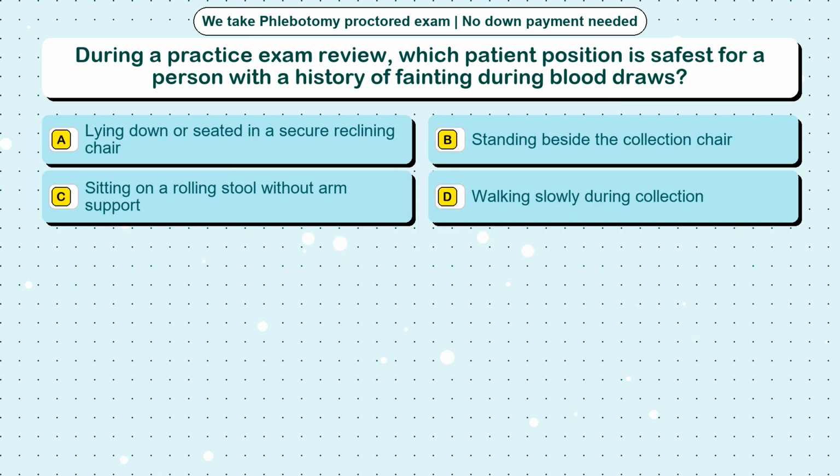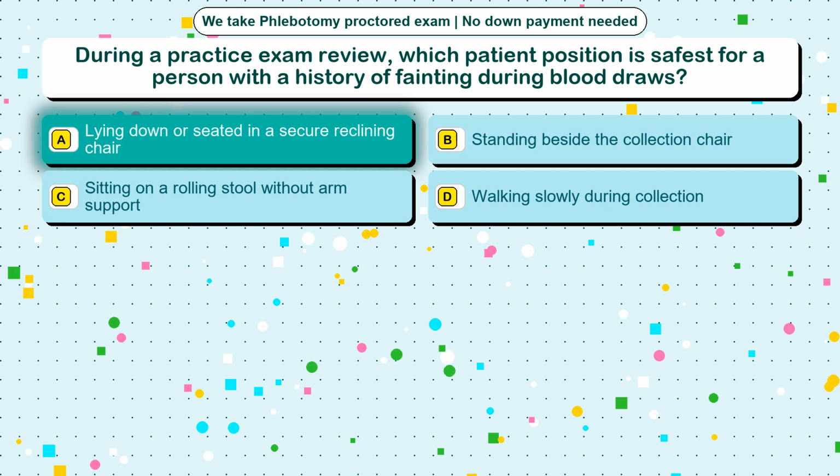Question 78. During a practice exam review, which patient position is safest for a person with a history of fainting during blood draws? Option A, lying down or seated in a secure reclining chair. Option B, standing beside the collection chair. Option C, sitting on a rolling stool without arm support. Option D, walking slowly during collection.